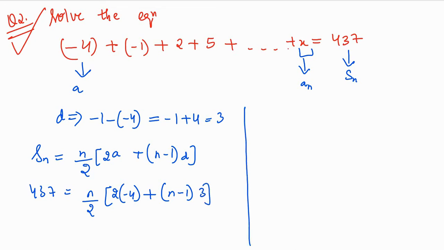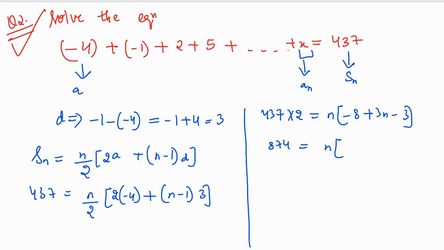d is there. d आपका 3 हो जाएगा. So you have 437 into 2 would be there. Right side n आ जाएगा. And this is -8 plus 3n minus 3 would be there. So 437 into 2 would be 874. n is there. -8 minus 3 would be -11 in this case. And plus 3n is there. So 0 on the left hand side, -11n, then 3n square, and then you would have 874. अब this is nothing but a quadratic equation.